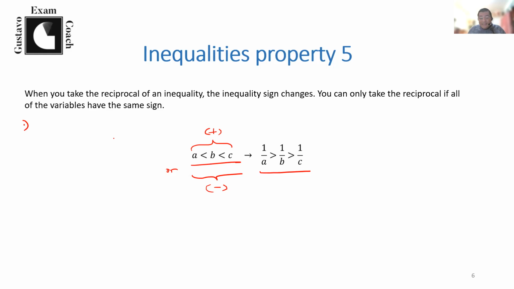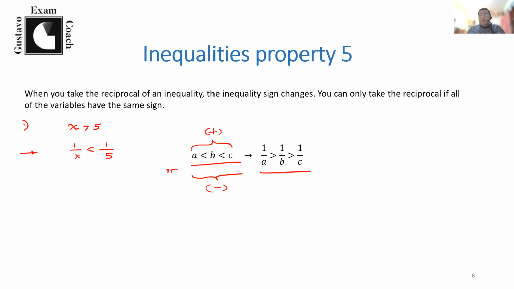Example number one. Let's say that you know that x is a number greater than 5. So if x is greater than 5, then as 5 and x represent both positive numbers, you may immediately conclude that 1 over x has to be less than 1 over 5. The inverse of x should be less than the inverse of 5.